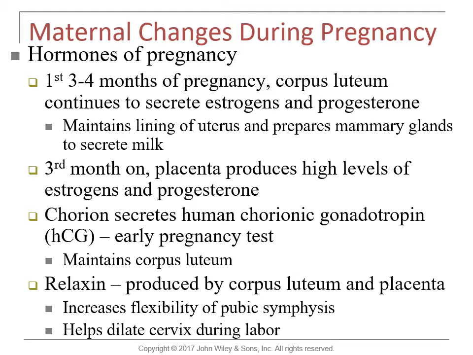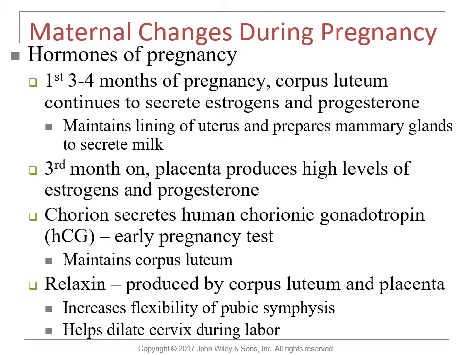Maternal changes during pregnancy. Hormones of pregnancy. During the first 3 to 4 months of pregnancy, the corpus luteum in the ovary continues to secrete progesterone and estrogens, which maintain the lining of the uterus during pregnancy and prepare the mammary glands to secrete milk. The amounts secreted by the corpus luteum, however, are only slightly more than those produced after ovulation in a normal menstrual cycle. From the 3rd month through the remainder of the pregnancy, the placenta itself provides the high levels of progesterone and estrogens that are required.